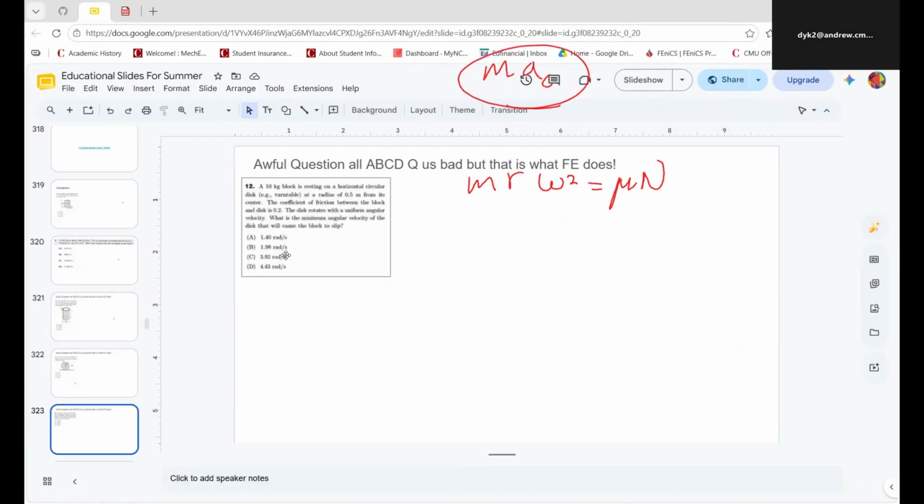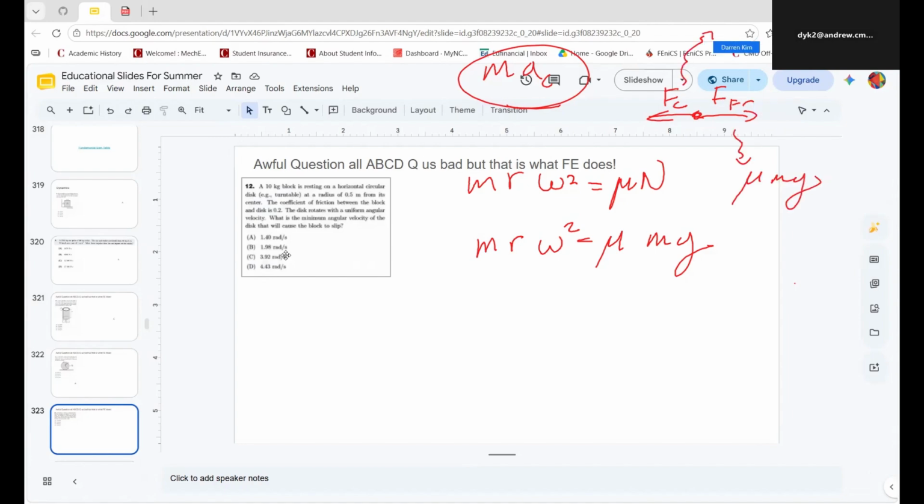So we can do mu mg equals omega squared rm, because over here when we did it last time, there's a force this way, and the force this way was Fc, and this was F friction, which is equal to mu mg, and over here is mr omega squared. The disk rotates. What's the minimum angular velocity that's needed? So we can divide out the m, and we get omega equals the square root of mu times g divided by r, which is our answer.